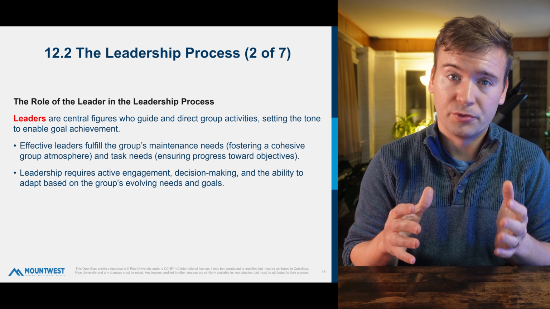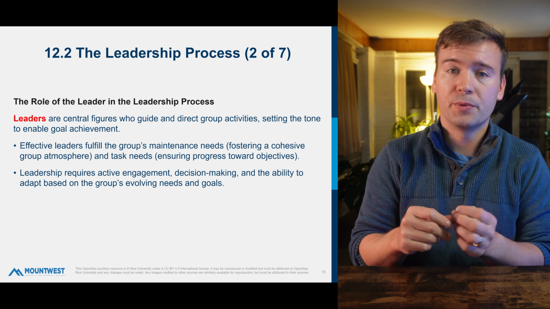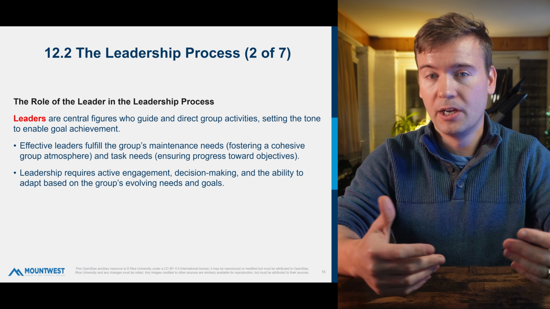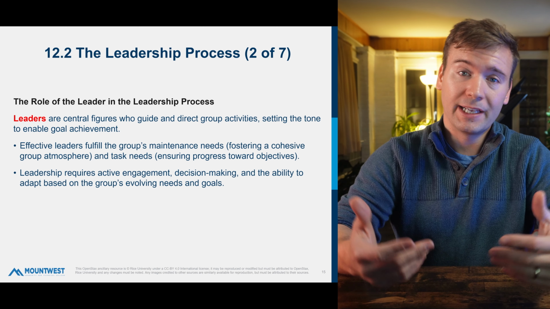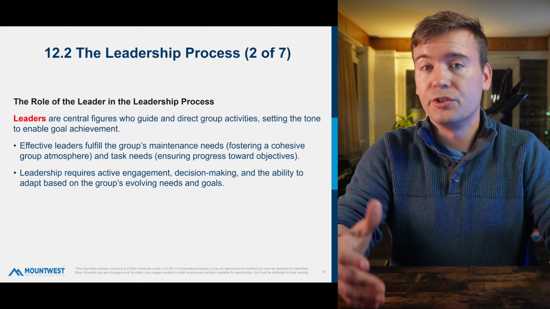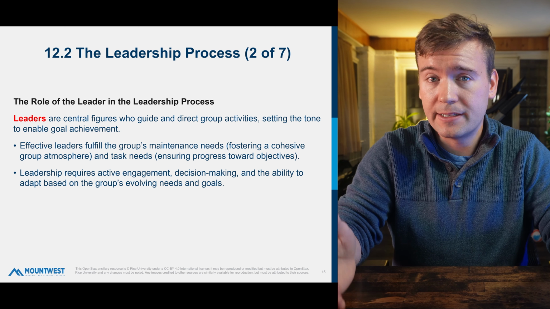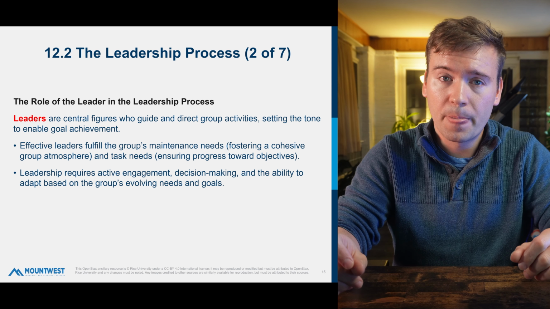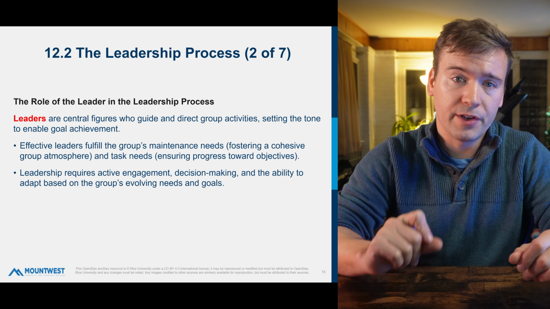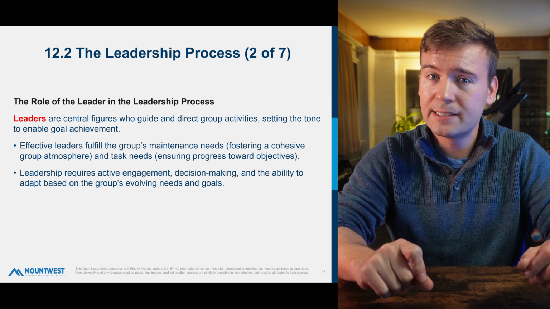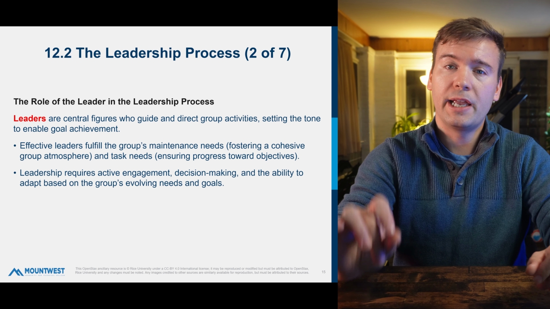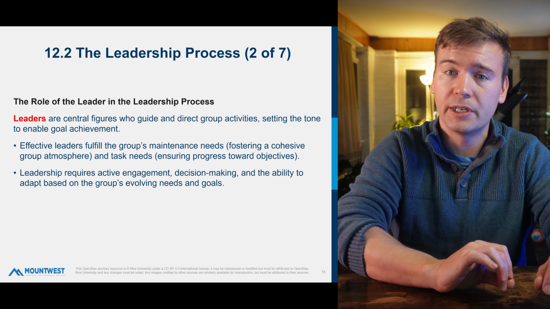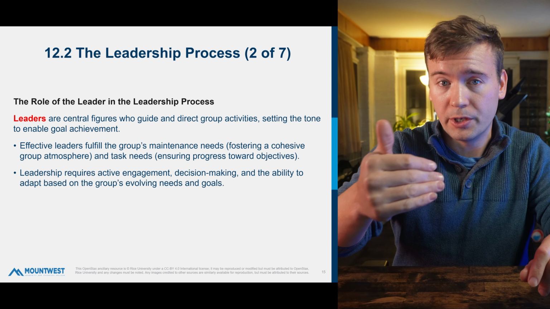Leaders are central figures in this process. They're the ones who are guiding and directing group activities. So they set the tone. They influence the atmosphere that enables goal achievement. Think of them like conductors of an orchestra. The conductor guides the musicians, sets the tempo, and ensures that everyone is working in harmony to create a beautiful symphony. Effective leaders understand the importance of balancing the group's maintenance needs and their task needs. They create a cohesive and supporting group atmosphere while simultaneously ensuring that the group makes progress toward its goals.